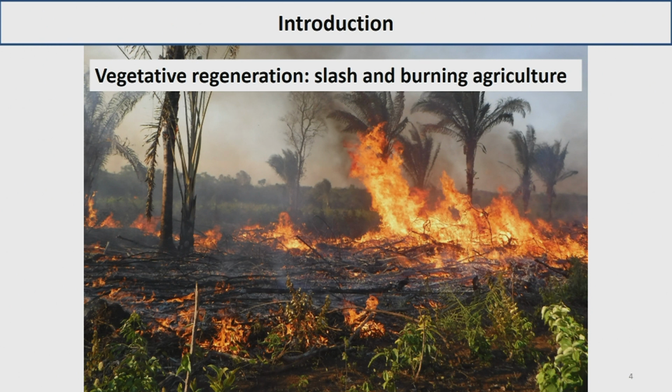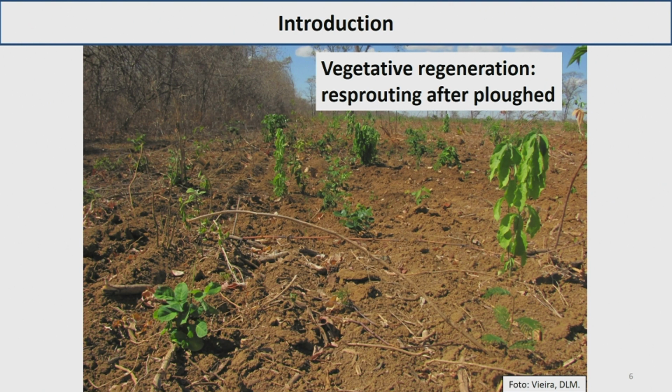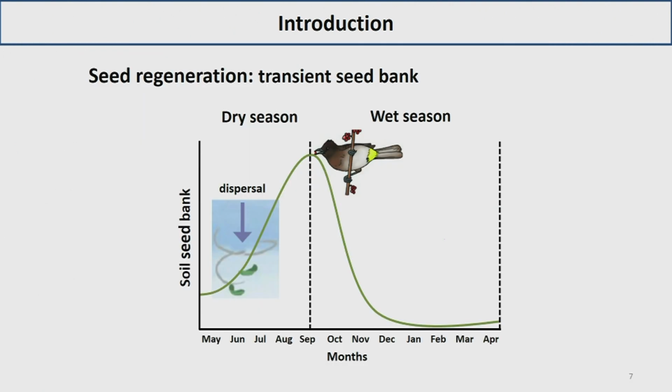Plants resprout after the slash and burn for agriculture, a practice that has been used in the tropics over the millennia. They resprout after stump removal. They resprout after the plough soil. This forest presents a transient seed bank that is stocked during the dry season and germinates in the wet season.